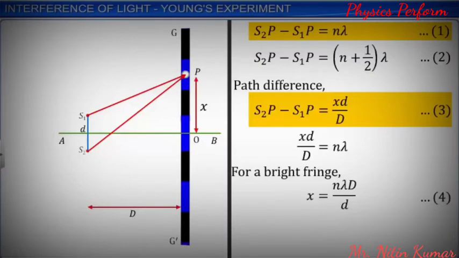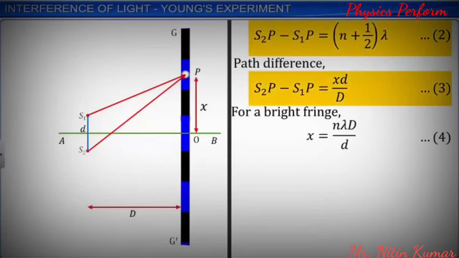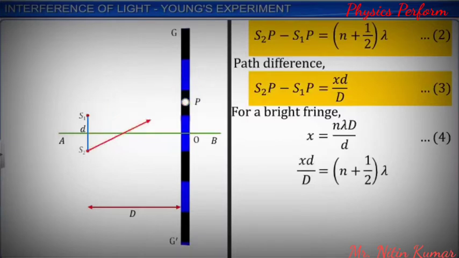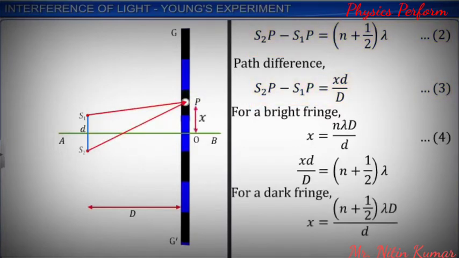From equations 2 and 3, if xd/D = (n + 1/2)λ, then at point P we will have a dark fringe. That is, for a dark fringe, x = (n + 1/2)λD/d. Let this be equation 5. Here, n is equal to 0, or ±1, or ±2, and so on.